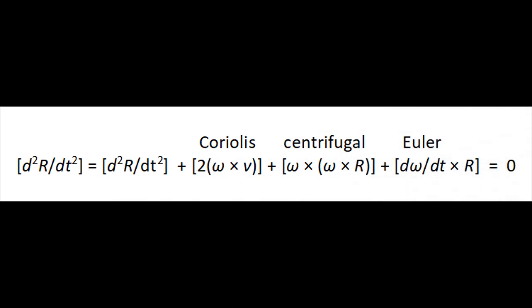The equation that is used by the National Weather Service is the following. The wind speed vector in stationary space or a stationary Earth is d squared r over dt squared. This equals the wind speed vector on a rotating Earth, which is d squared r over dt squared, plus the Coriolis force, 2 omega cross v, plus the centrifugal centripetal force, omega cross r, plus the Euler force, d omega over dt cross r. This is the worldwide standard physics equation that transfers movement in a stationary frame to movement in a rotating or accelerating frame.